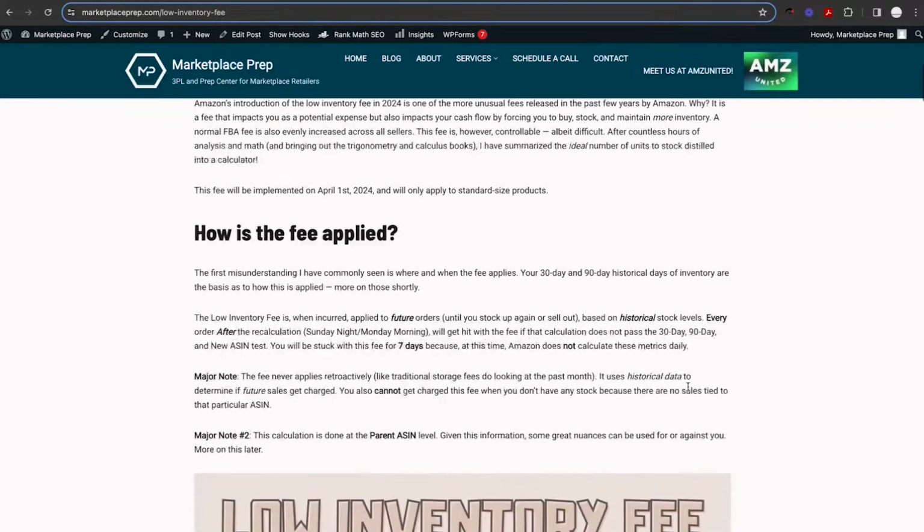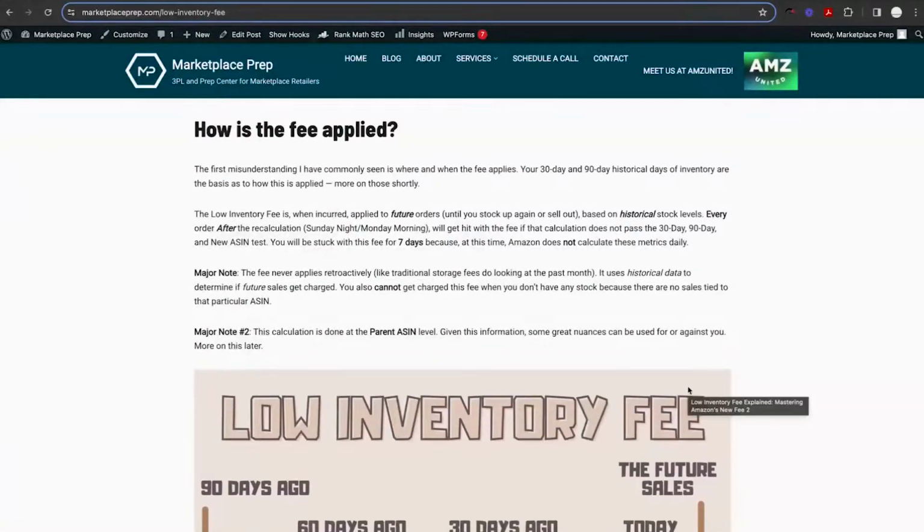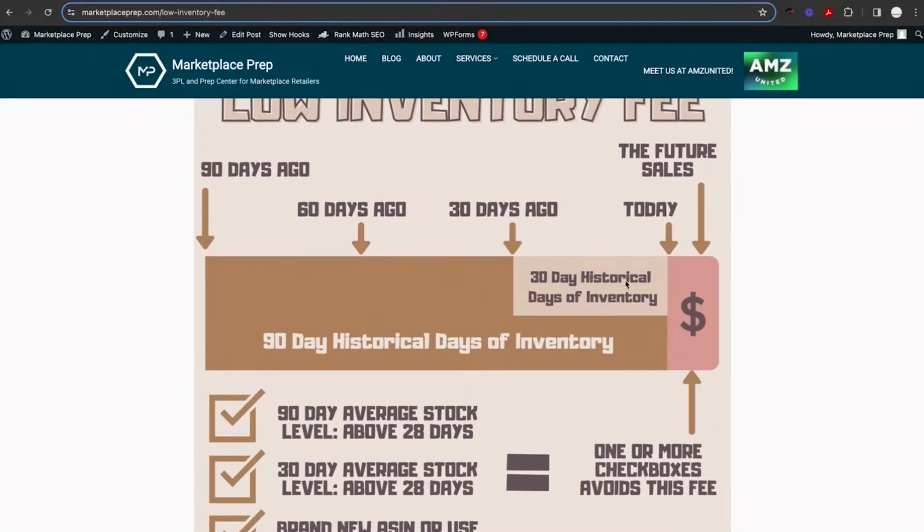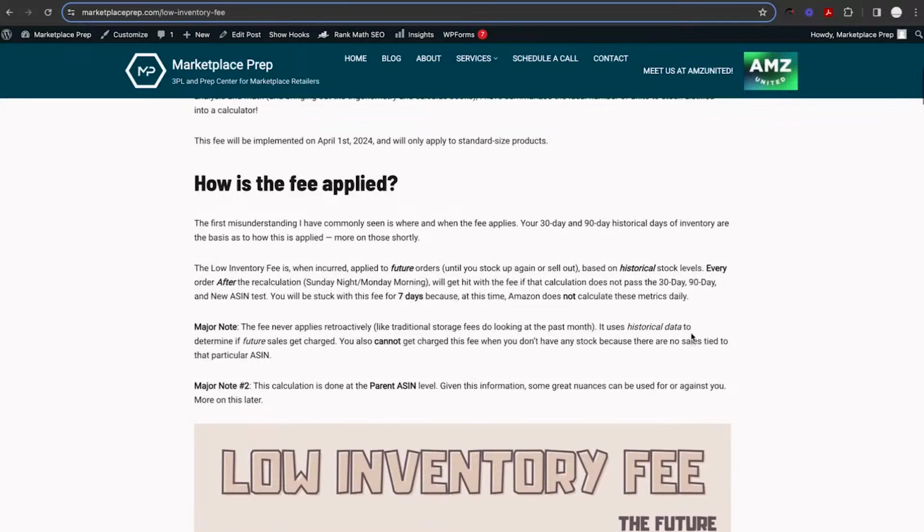We'll start with how is this fee applied? As I said in the image, it is applied based on historical data to the future. A lot of people are saying, well, what if I run out of stock? Well, you don't get charged the fee. This fee is applied to future orders based on historical stock levels. Every order after the recalculation period, which is typically Sunday night, Monday morning, midnight, where a lot of other calculations are changed, it calculates then, and it's stuck that way for an entire week.